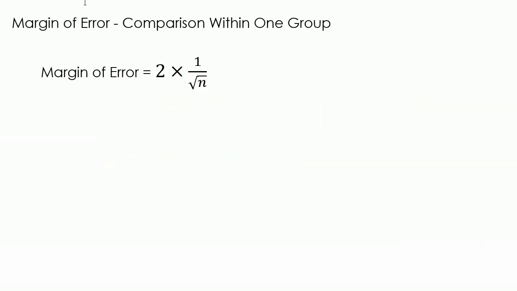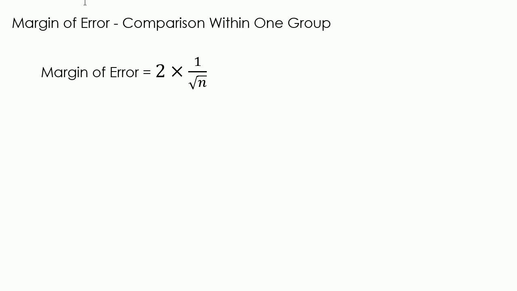The second type of claim we look at is where we're given a claim comparing numbers from within one group. This could be something like more people have an iPhone than a Samsung phone. The rule of thumb formula for the comparison within one group, 95% margin of error, is 2 times 1 over the square root of n, where n is the sample size.